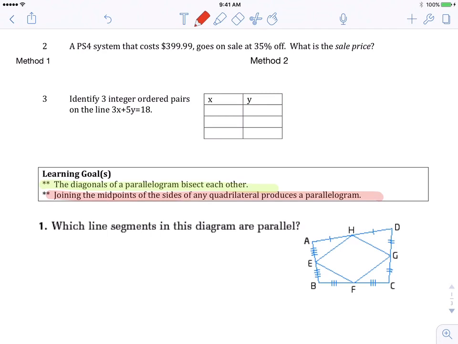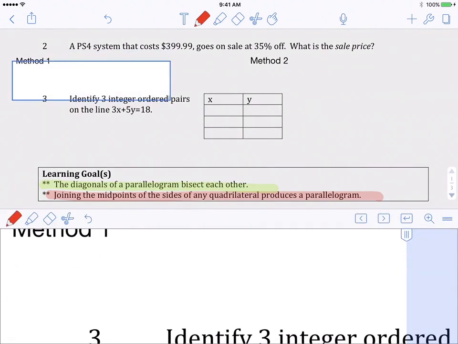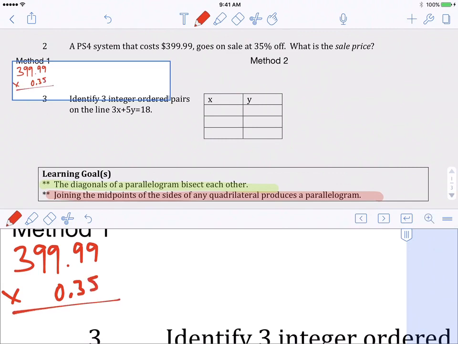A PS4 system costs $399, goes on sale at 35% off. And what is the sale price? So there's multiple ways of approaching this question. One of the most common ways is just taking your purchase price, or the original price, in this case $399.99, multiplying that by 0.35 or 35%. And if you do that, you're going to get $139 and about 99 cents around there.